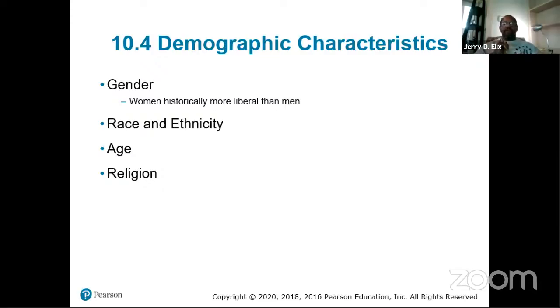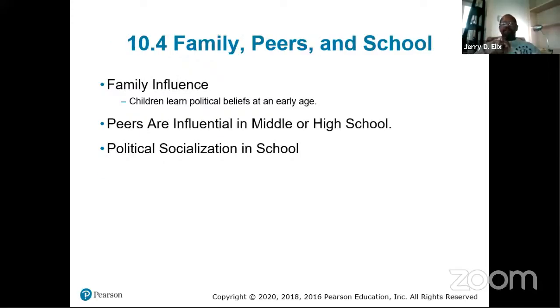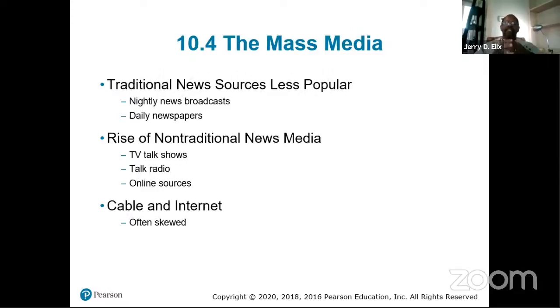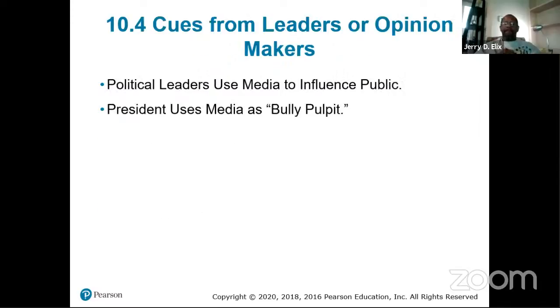Religion makes up a huge demographic characteristic. Family influence, peers are influential, and political socialization in your school: how politics is taught in your school, the type of groups you belong to in your school and among your peers is part of political socialization and is part of your ideology. In the mass media, there are traditional news sources, the rise of non-traditional news media on television and online sources, and cable and internet. And cues from your leaders or opinion makers. Political leaders use media to influence the public. The President uses media as a bully pulpit.